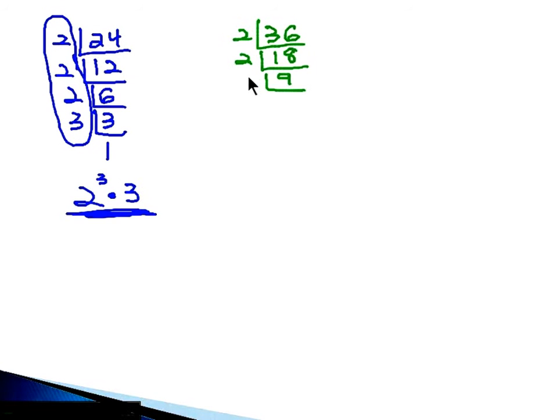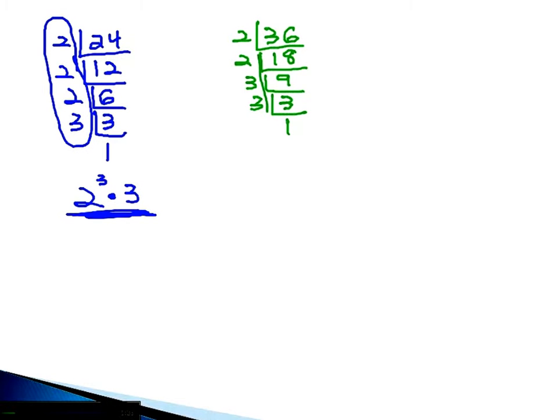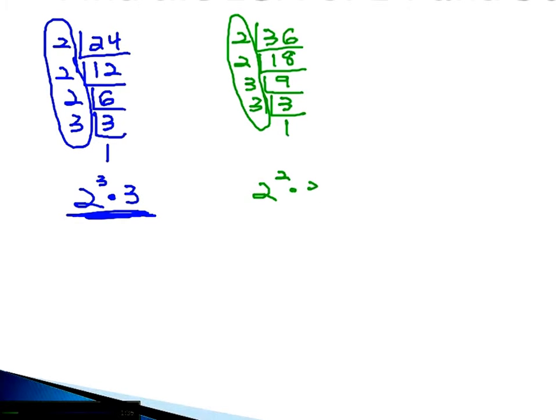24 is divisible by 2 12 times, which is divisible by 2 6 times, which is divisible by 2 3 times, which is divisible by 3 once. We find the prime factorization then is 2 to the third power times 3. We then can find the prime factorization of the other number, the 36, which is divisible by 2 18 times, which is divisible by 2 9 times, which is divisible by 3 3 times, and divisible by 3 once. Using the factors we just found, the prime factorization is 2 squared times 3 squared.